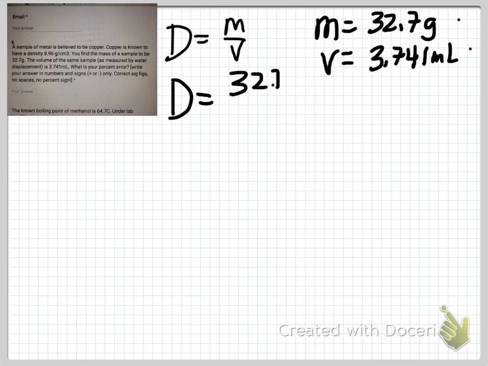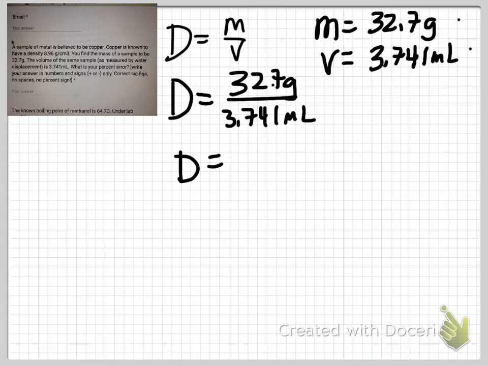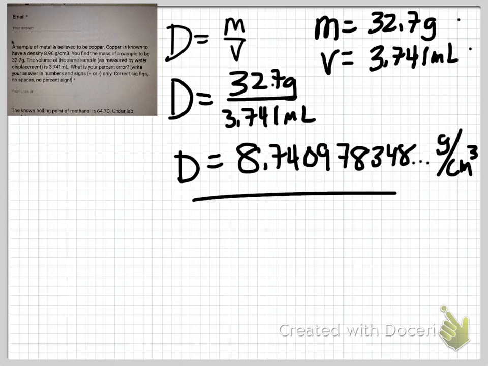So now you have to find the density, 32.7 grams over 3.741 milliliters. We get a density of... Okay, so I get a density, and I also say it again, write down your whole number. Write down your raw answer, 8.740978348 grams per cubic centimeter.